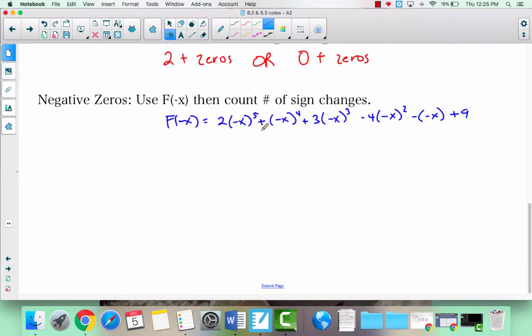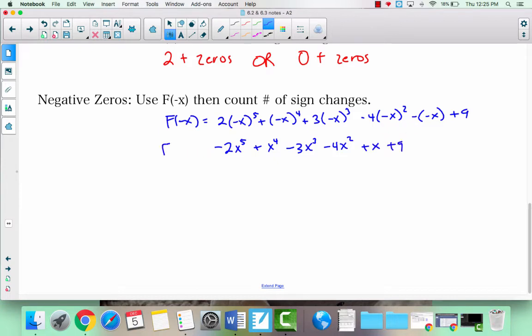So basically any odd power will change signs, any even power is going to stay the same. So because the negative x to the 5th is an odd power, this 2 will become negative and it'll look like negative 2x to the 5th. This is an even power, so it's going to stay a positive. Negative x to the 3rd is an odd, so this is going to become negative 3x to the 3rd. Negative x squared is even, that means that's going to stay a negative 4x squared. And then 2 negatives here make a positive, so it'll be plus x, and then obviously the plus 9 does not change.